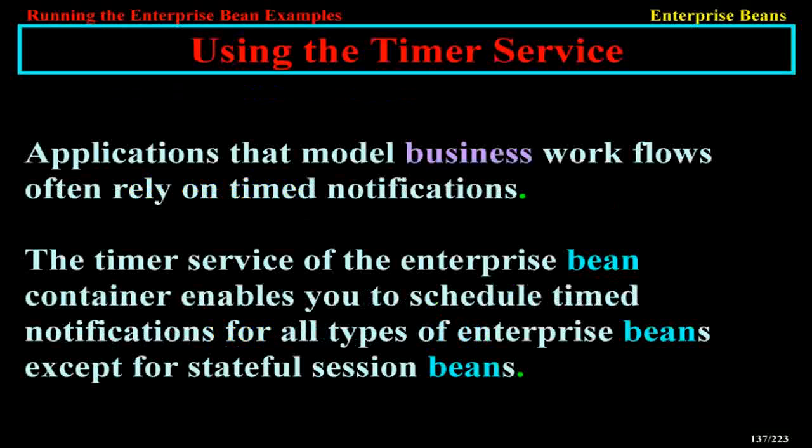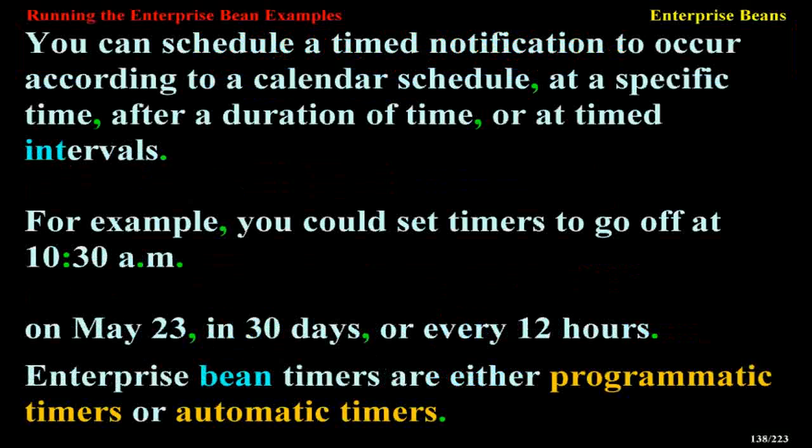The timer service of the Enterprise Bean container enables you to schedule timed notifications for all types of Enterprise beans except for stateful session beans. You can schedule a timed notification to occur according to a calendar schedule, at a specific time, after a duration of time, or at timed intervals. For example, you could set timers to go off at 10:30 a.m. on May 23rd, in 30 days, or every 12 hours.